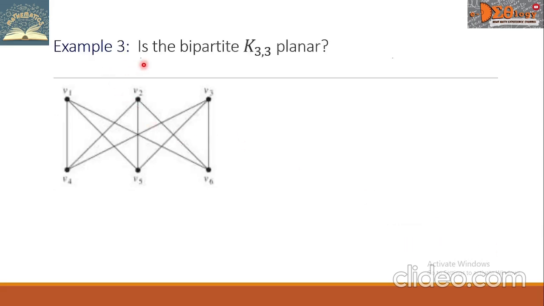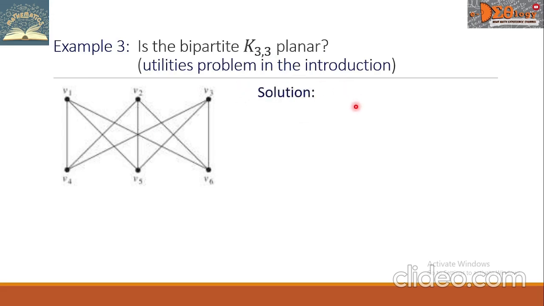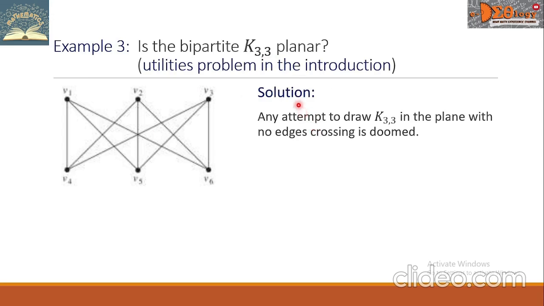Example 3. Is the bipartite graph K sub 3,3 planar? This is the utilities problem in the introduction. Any attempt to draw K sub 3,3 in the plane with no edges crossing is doomed.